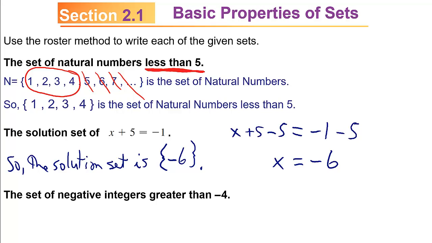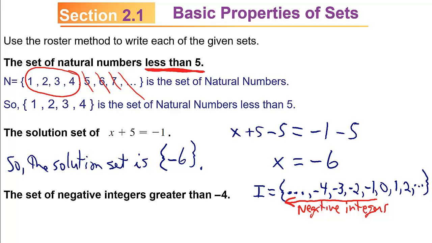And this one, the set of negative integers greater than minus 4. Remember, the negative integers are part of the integers. The integers, if you think of 0 as sort of being in the middle, to the right you get the counting numbers 1, 2, 3, 4, 5, and on and on. To the left you get minus 1, minus 2, minus 3, and so on. If you're looking for the negative integers greater than minus 4, remember the negative integers, if you're moving to the right, stop at minus 1.